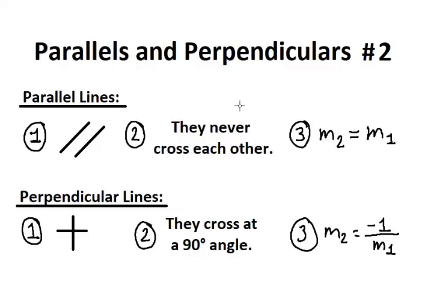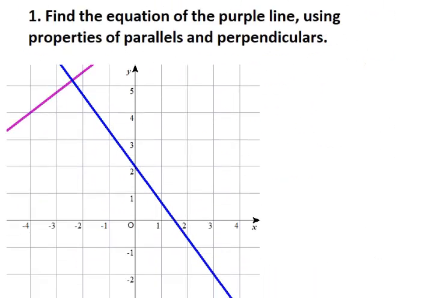Okay, we're going to talk about parallels and perpendiculars. Remember that parallel lines look like a railroad. They never cross each other and they share the same M, while perpendicular lines look like a cross. They cross at 90 degree angles, one with the other one. And you find their M by dividing -1 by the M of the other line. So let's try to use those ideas in the following exercises.